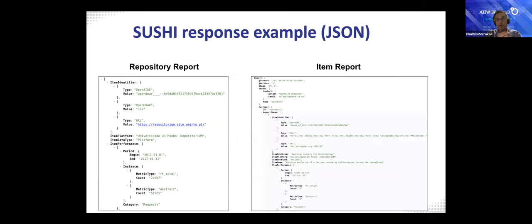This is an example of the report that you could get using our endpoint. And this is in the SUSHI Lite format that I mentioned before. On the left hand is the repository report, and on the right side is the item report.